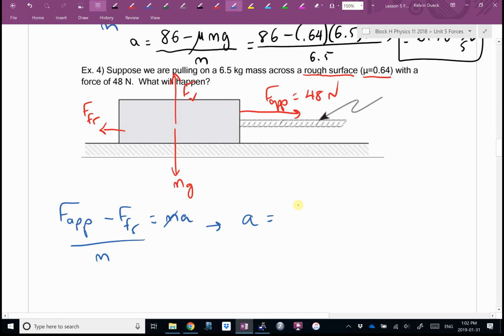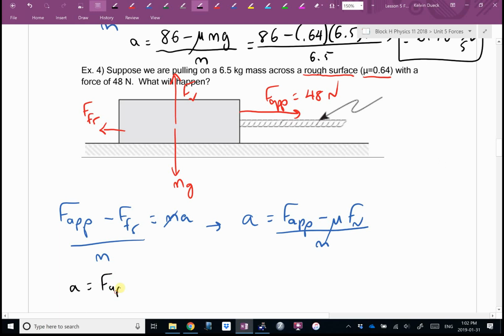A equals F applied minus, hey, William, friction is what times what? All over M. I don't know the normal force. Oh, but look. I know another force the same size as the normal force. Which force is the same? Oh, my laser pointer's dying. Oh, there it is. Which force is the same size as the normal force? mg. So I can say, and some of you are saying, hey, Mr. Dueck, this looks really similar to the previous question. Algebraically, it should look the same.